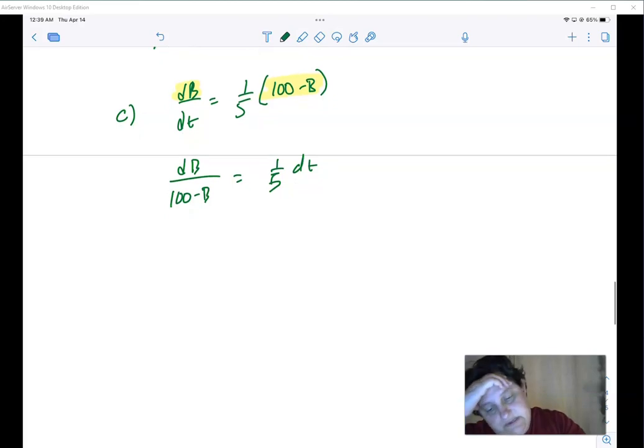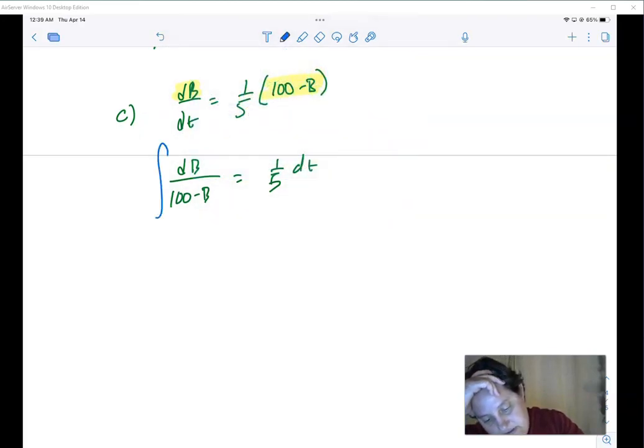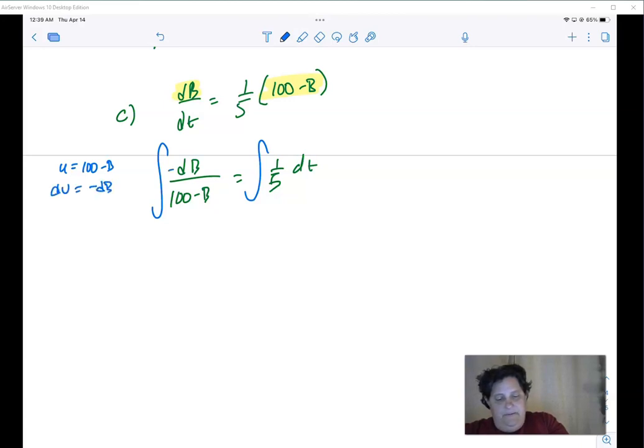Now here's the thing, you guys. This is actually a u sub, like I was saying. Usually you can kind of ignore the u sub, we can just do it. You can't really ignore the u sub right now. You have to pay attention to the fact that if I use a u sub right here, if u is 100 minus b, du is negative dB.